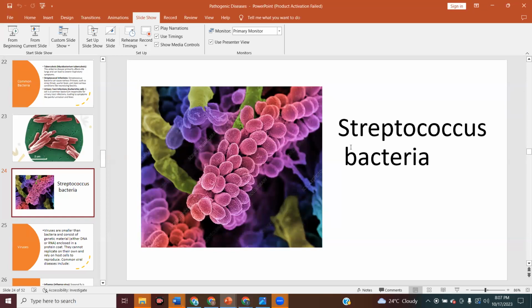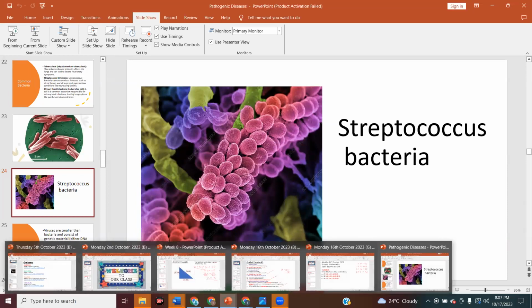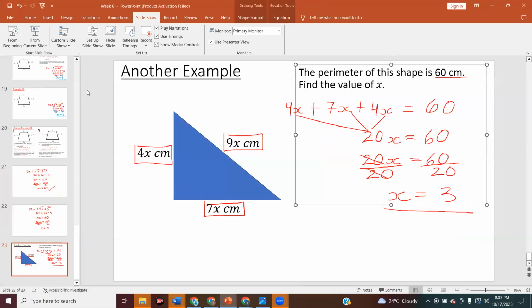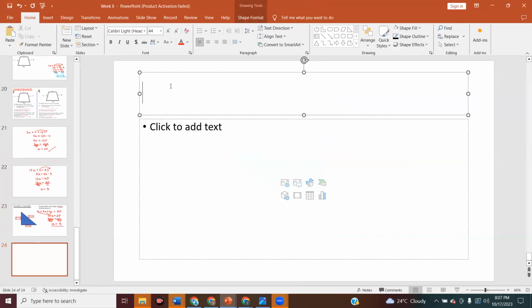All right. So today, let's head up and let's finish up on pathogenic diseases. We're still on pathogenic diseases. These are little organisms that affect the body in a very big way. Like I said, bacteria, viruses, parasites, fungi, prions.